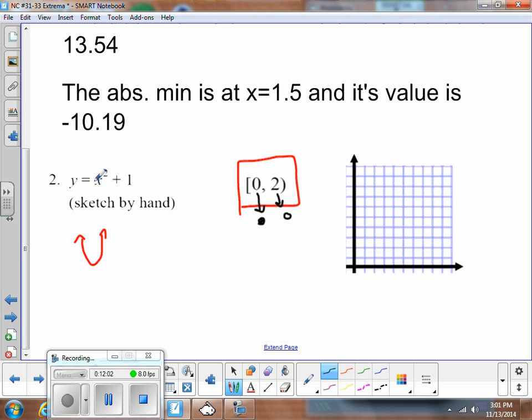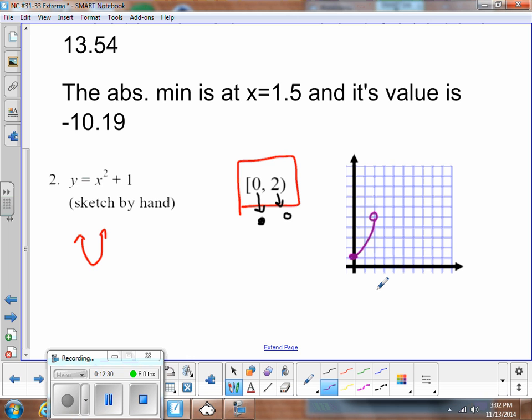So if I plug a 0 into this equation, I get 1. So at 0, I'm at 1. That's 1 point, and we know that that's a closed circle. If I plug in a 2, I get 5. So at 5, I know it's an open circle. When I connect these, I better connect them to have some kind of curve in it because it's part of a parabola. It's not a straight line. So this is not a continuous function.